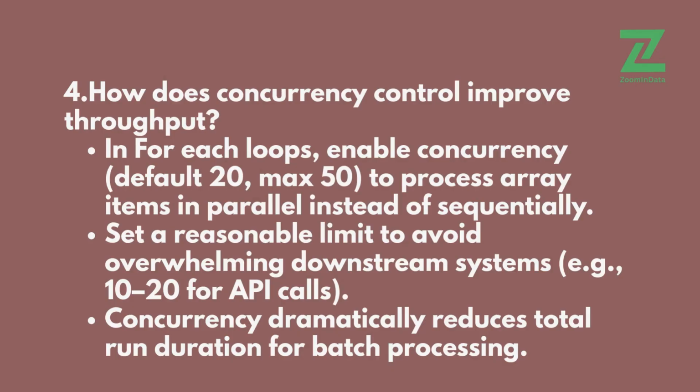How does concurrency control improve throughput? In for each loops, enable concurrency, default 20, max 50, to process array items in parallel instead of sequentially. Set a reasonable limit to avoid overwhelming downstream systems, for example, 10 to 20 for API calls. Concurrency dramatically reduces total run duration for batch processing.